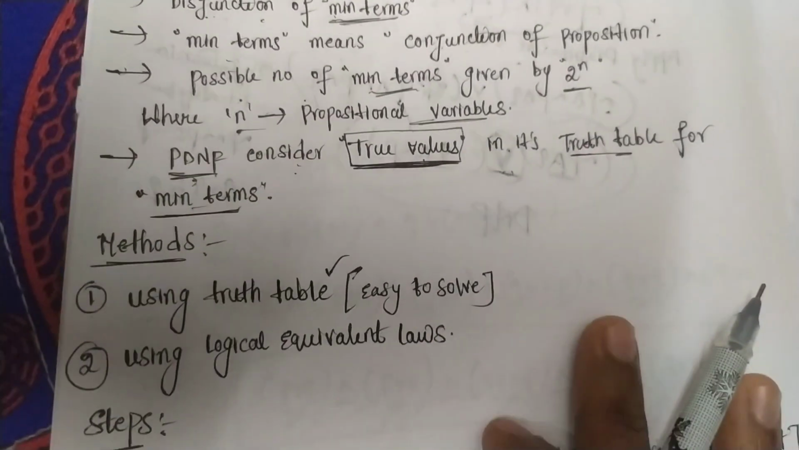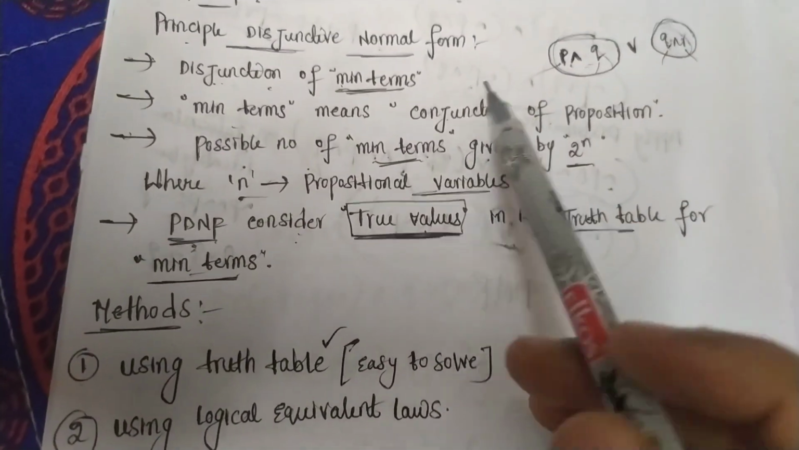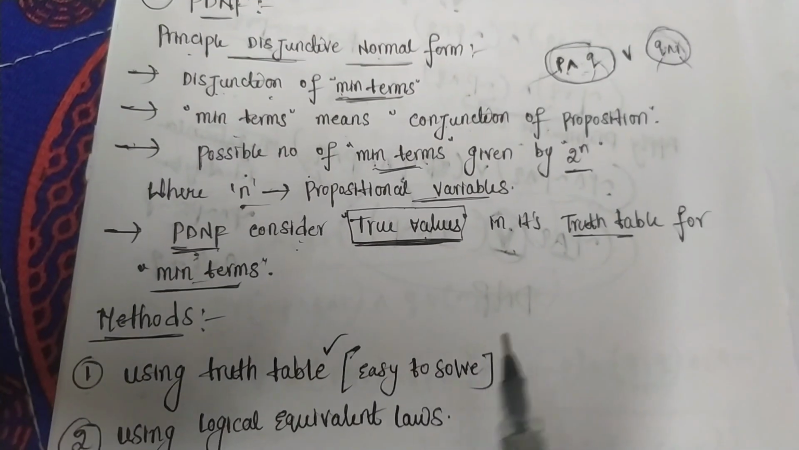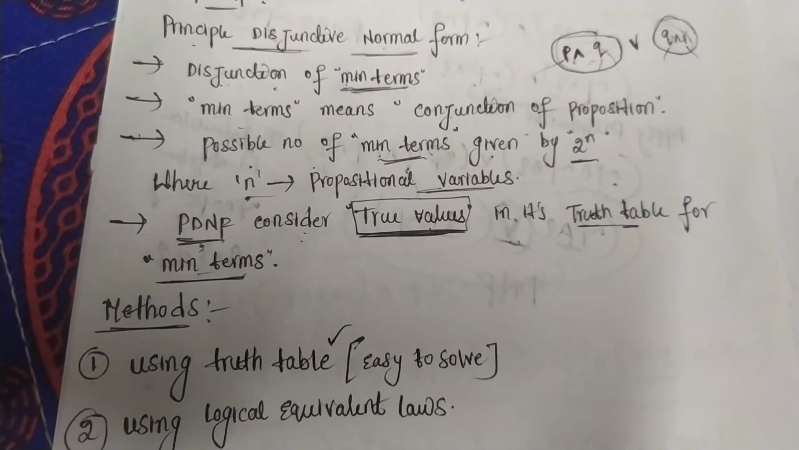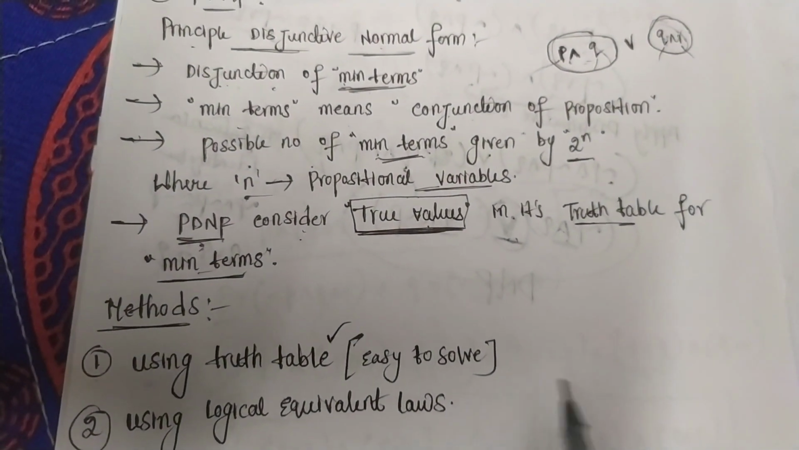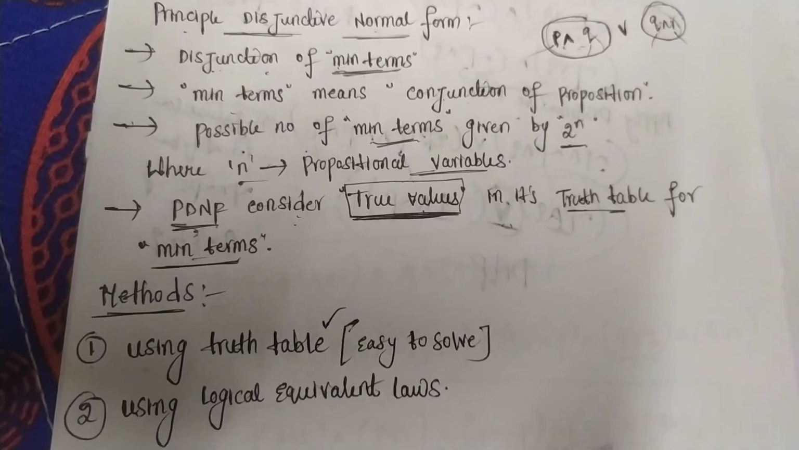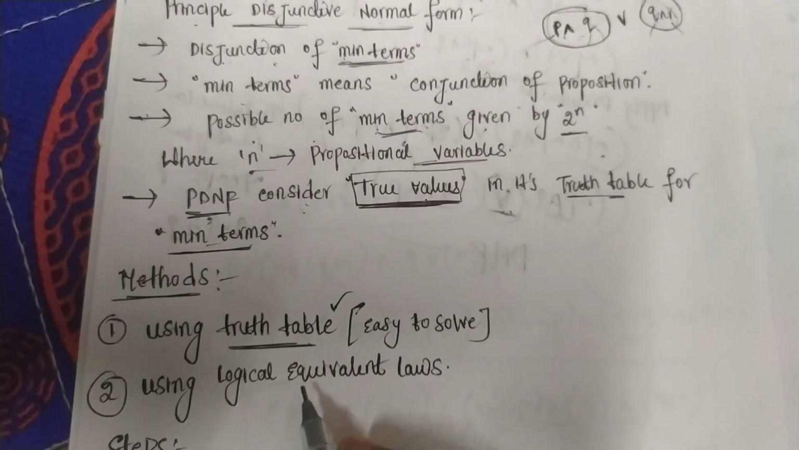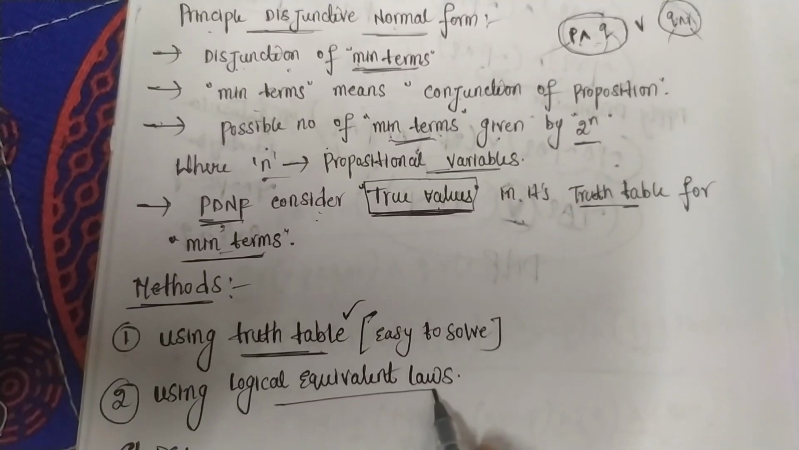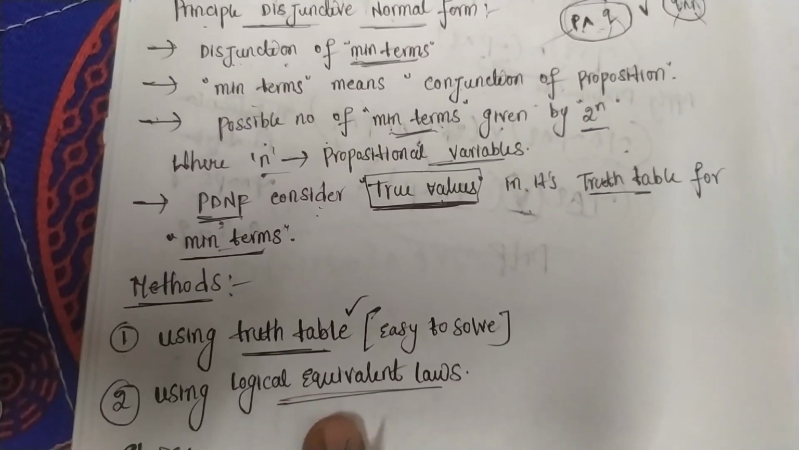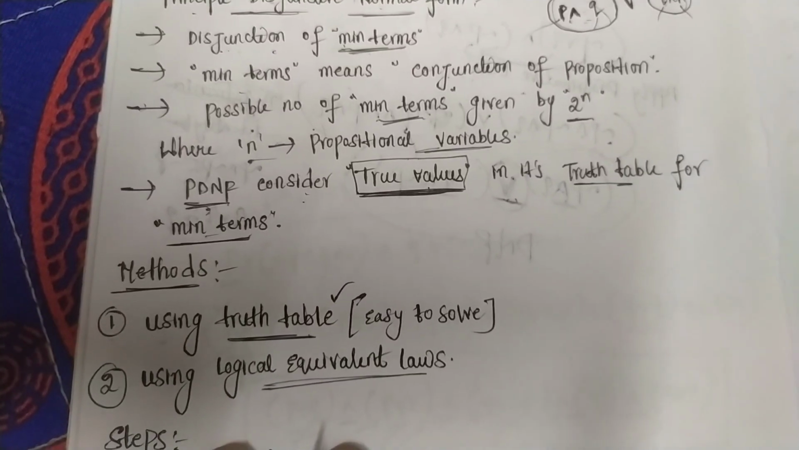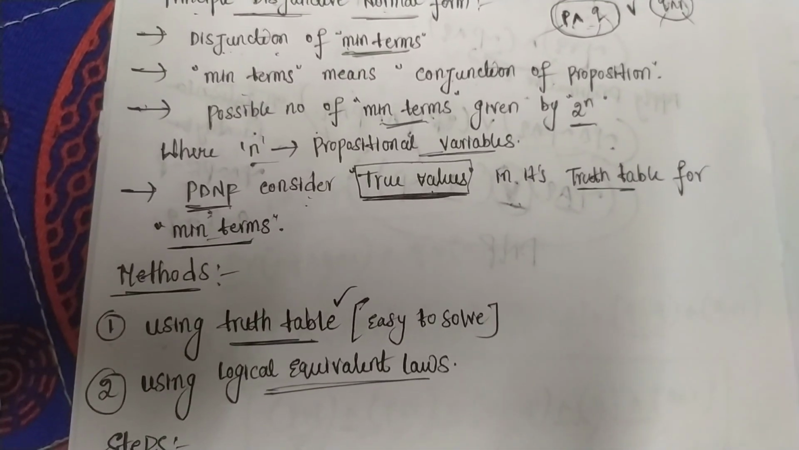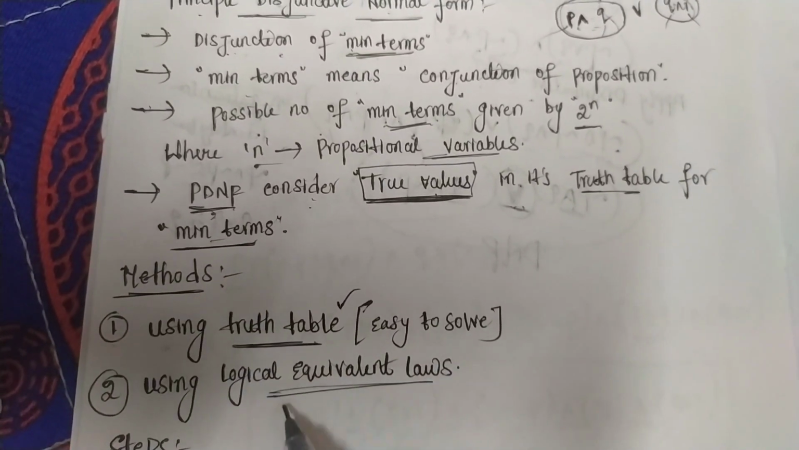There are two methods to obtain the PDNF and PCNF of a given form. The first method is the truth table, and the second method is using logical equivalence laws. We know the logical equivalence laws; in the previous video we learned them.